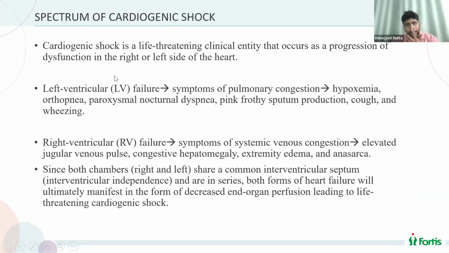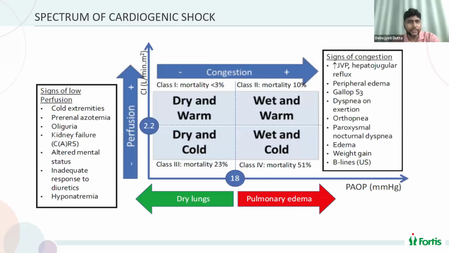Now, coming to one of the most important and life-threatening spectrums of this disease, the cardiogenic shock. From the symptoms point of view, we can see that left ventricular failure specifically has certain symptoms like hypoxemia, orthopnea, PNDs, and the right ventricular failure mostly presents with signs of systemic venous congestion. But at the end of the day, both of them lead to low perfusion pressure and multi-organ dysfunction.